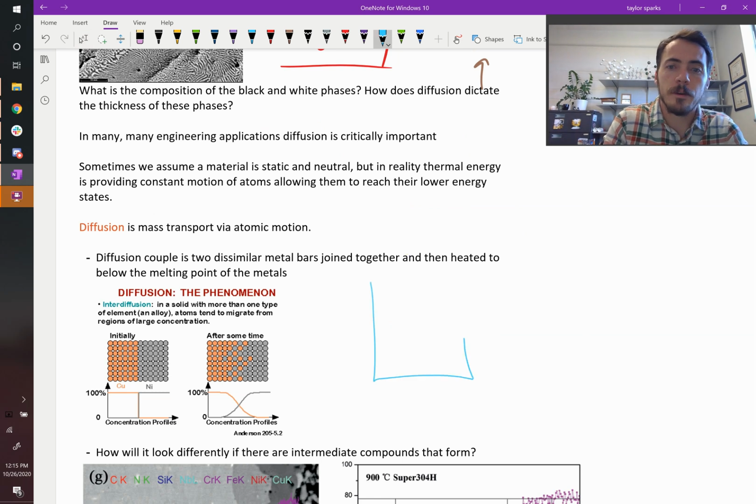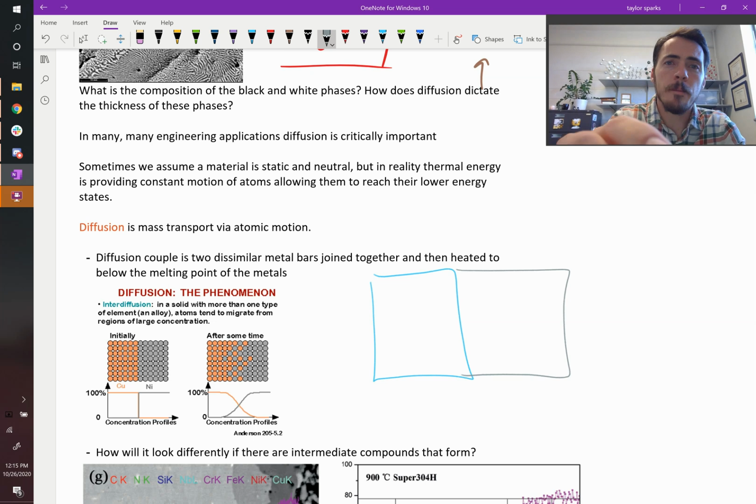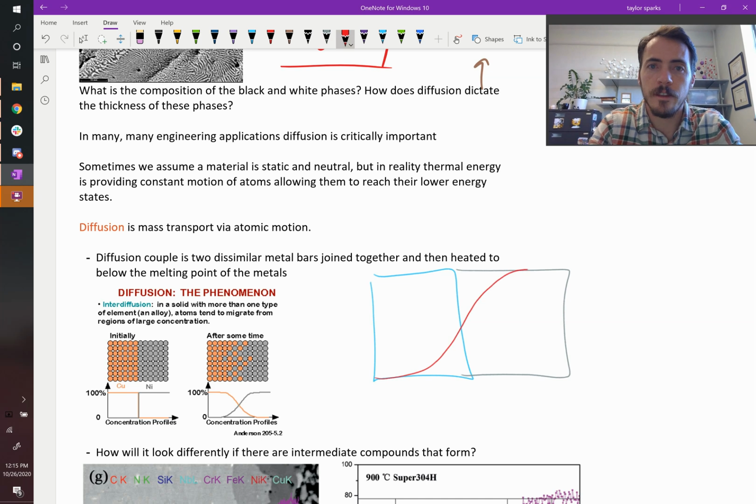You take a block of copper and you take a block of nickel, and then you put those together, and as you weld them, or maybe they're just pressed together in a hot environment, what's going to happen? What's going to happen is that the concentration profile of these different materials is going to get mixed. You're going to end up with something that looks like this, right? If this is one phase, your other phase is going to look like the other, right?